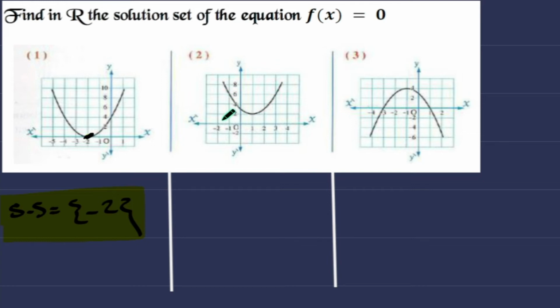And in the next one, as long as the curve doesn't touch the x-axis, there is no solution. The solution set is equal to phi. And in the third one, you know that the solution set is 2 values because the curve intersects the x-axis at 2 points. So the values of x are negative 3 and 1. So the solution set is equal to negative 3 and 1.